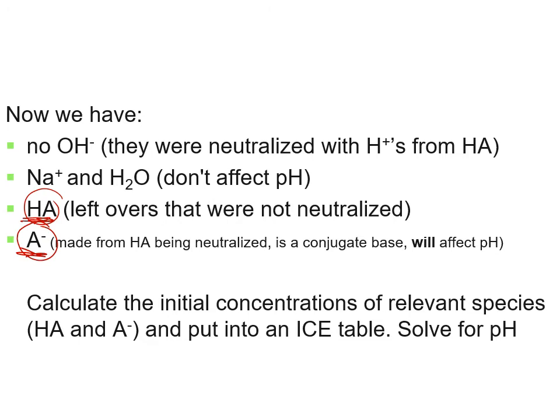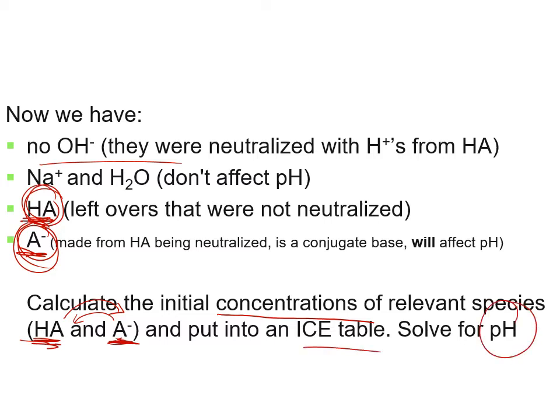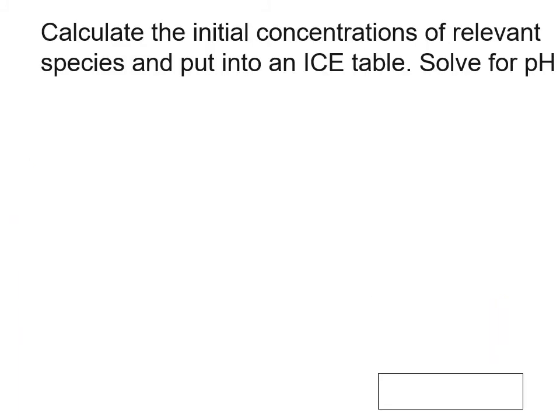So we have to find essentially the concentration of the acid left over and of the anion produced when this sodium hydroxide was being neutralized. So we're going to have some leftover weak acid, some anion that's produced. They're going to come to a new equilibrium, and that'll affect the pH. We need to figure out how much we have of each of these, and then we can throw them into an ICE table and find out the pH of the resulting solution.